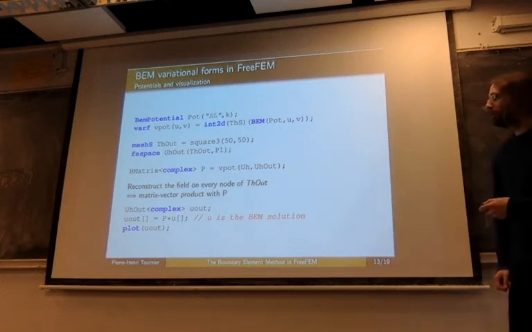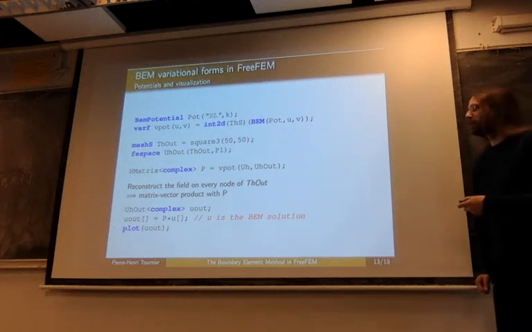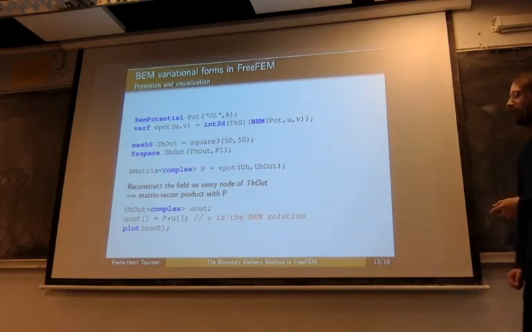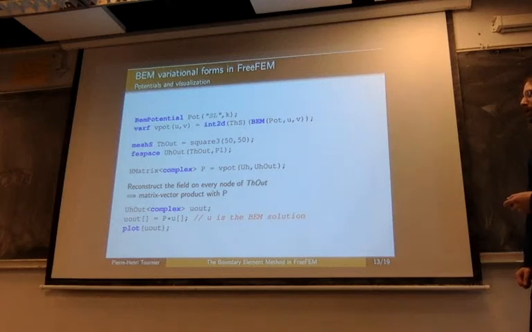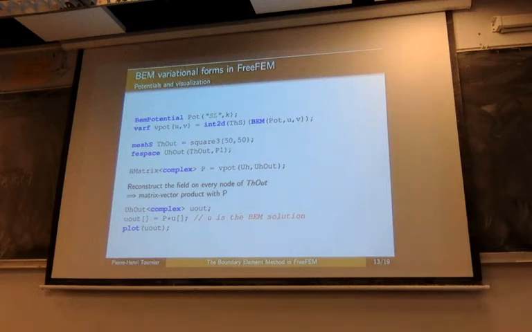And now, if you want to visualize and reconstruct the solution on another mesh, you can create another surface mesh, define your finite element space, P1, and then you construct this rectangular H matrix from this potential. With this H matrix, you will be able to reconstruct the field on every node of this finite element space just by doing a matrix vector product between this matrix and your boundary element solution that you computed with the solution of the linear system. And then you can plot the solution. So that's how we do that.